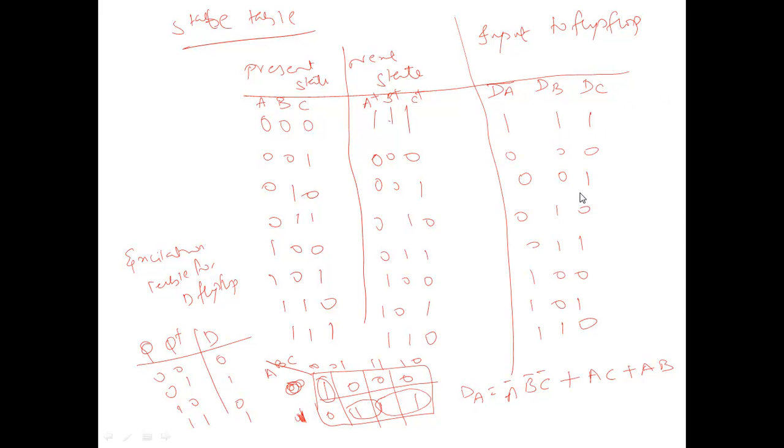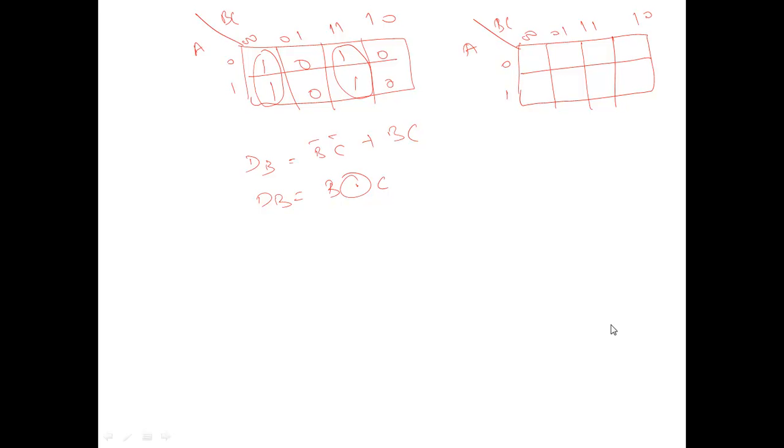Check the order: 1 0 1 0 1 0 1 0. So directly you can write it here, 1 0 1 0 1 0 1 0. You combine these 4 together. So you will get DC is nothing but C bar. Okay, so now you got the answer: DA is A bar B bar C bar plus AC plus AB. DB is nothing but B exclusive NOR with C, and DC is nothing but C bar. So you got this one.